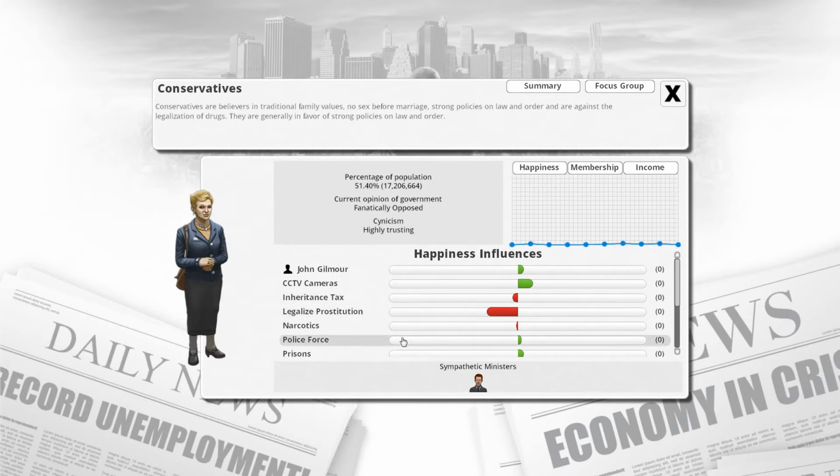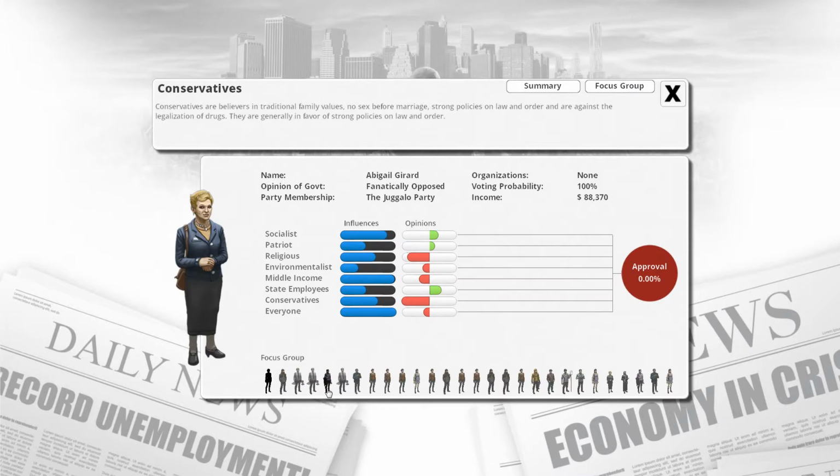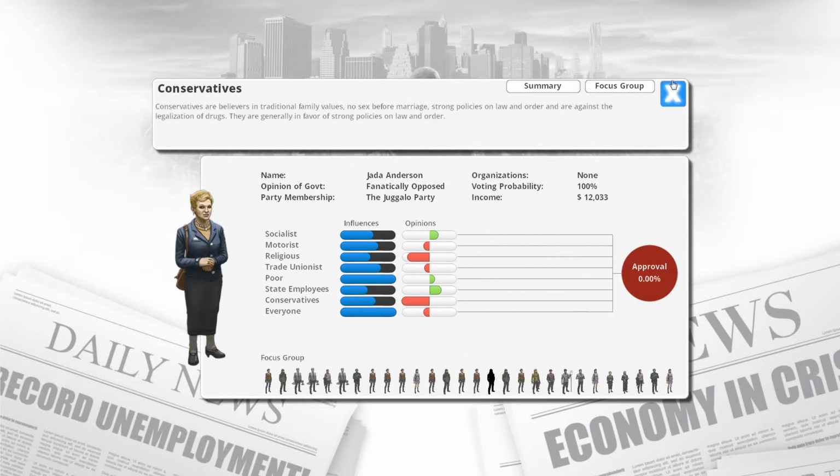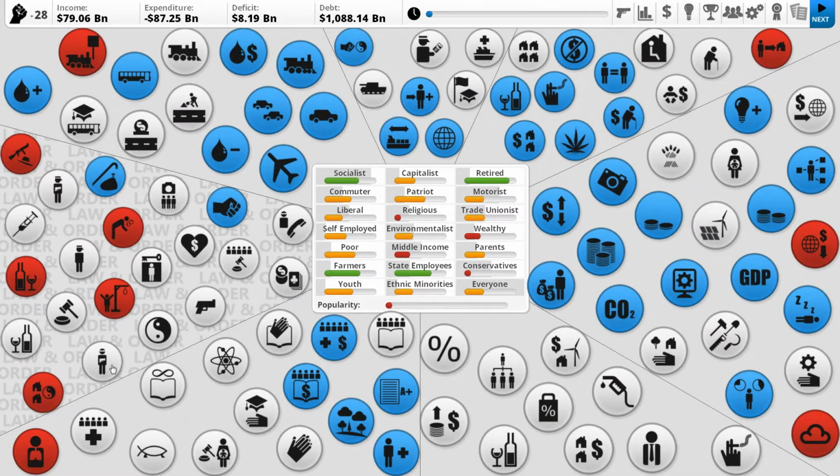We can click on any of these to get information on what improves their quality of living or whatever, and what they don't like. We can also select a focus group and just take a look at some of the people, whether or not they like us, that kind of thing. Right now it seems like nobody likes us.